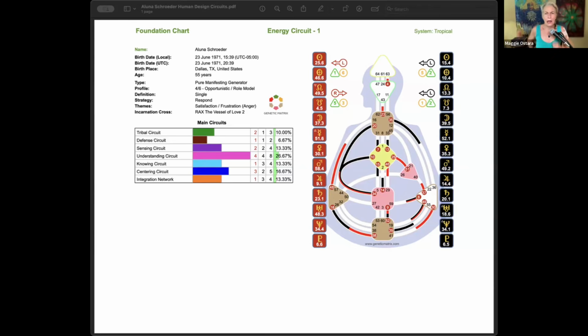Like, don't go hiking, just go and let the living world restore you. So, yeah. And then your question about the will center, Aluna, I already answered. Okay. And then same thing with the question about the gate 14.